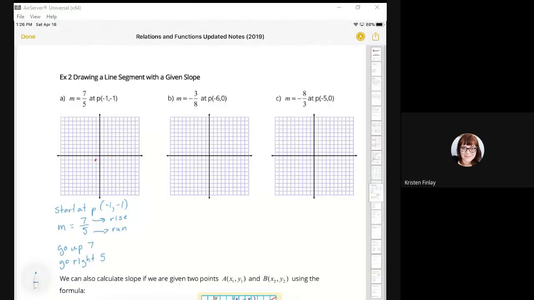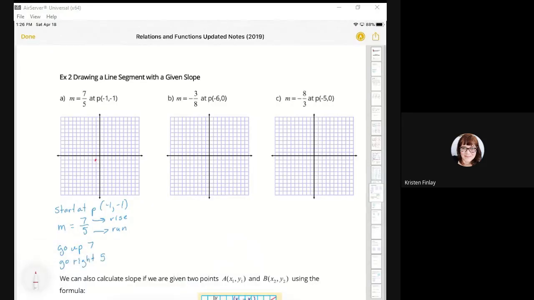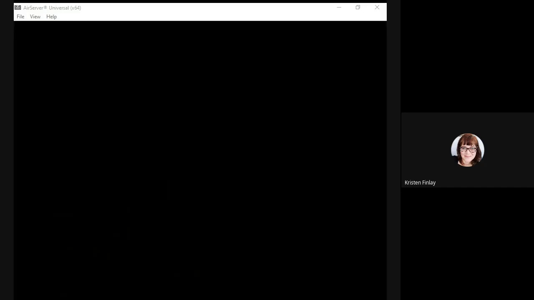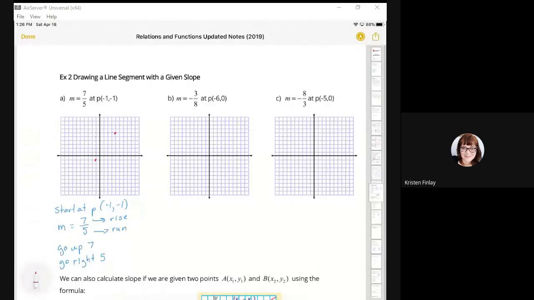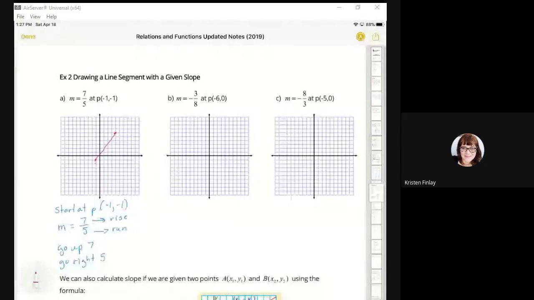So let's just count that. We're at our point. We're going to go up 7. 1, 2, 3, 4, 5, 6, 7. And then we're going to go over to the right 5. 1, 2, 3, 4, 5. Now, we can connect those. Now this line would keep going. You could also go down 7. 1, 2, 3, 4, 5, 6, 7, and go to the left 5.